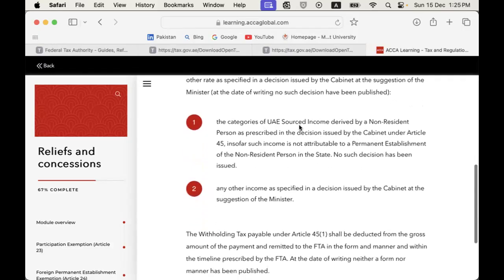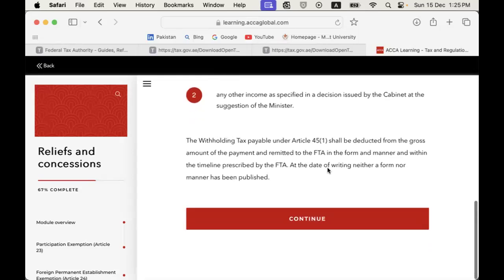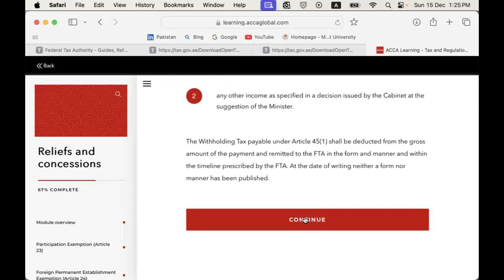The categories of UAE sourced income derived by non-resident persons as described in the decision issued by Cabinet under Article 45, insofar as such income is not attributable to a permanent establishment of the non-resident person in the state. No decision has been issued. So until now, there's nothing on withholding tax. It's 0%.